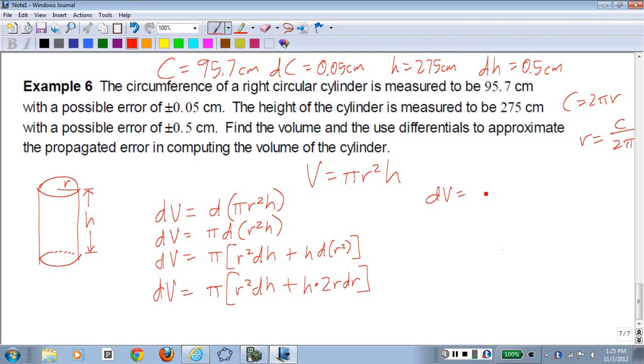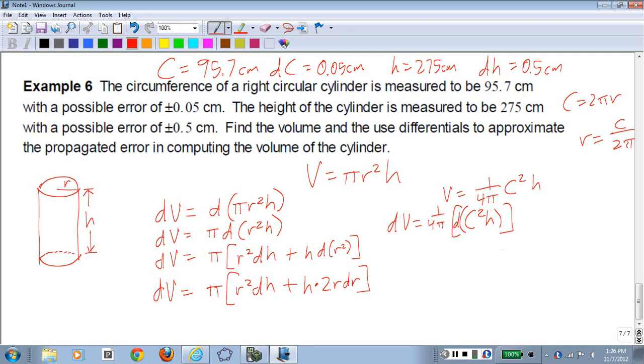V equals pi r squared h, which is c over 4 pi, 1 over 4 pi c squared h. No, that's V. So now we need dV. Let's not take the extra step with the constant. Or maybe we will. 1 over 4 pi times d of c squared h.